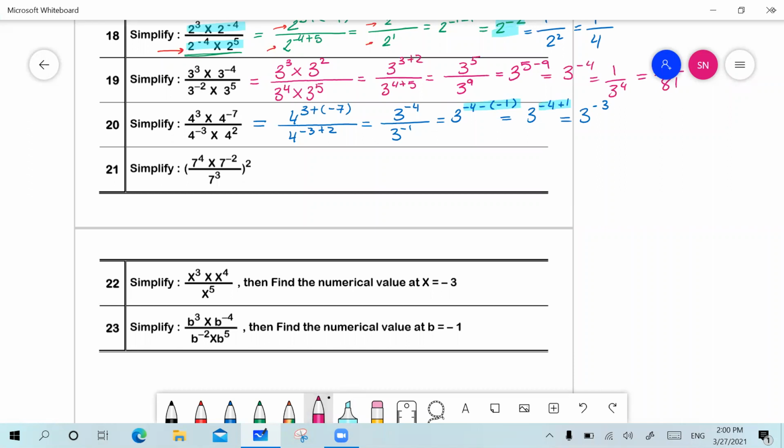Okay Mariam? Okay, so what's going to be the answer now? 1 over 4 to the power of 3. I'll flip because I have a negative power, so it is 1 over 64. Okay, thank you so much, Mariam.